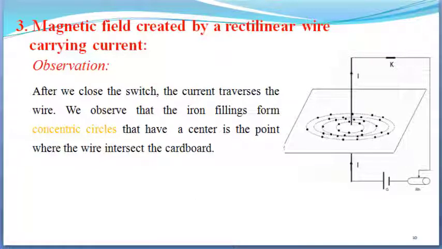Observation: after we close the switch, the current traverses the wire. We observe that the iron fillings form concentric circles that have as center the point where the wire intersects the cardboard. Look to the following figure.